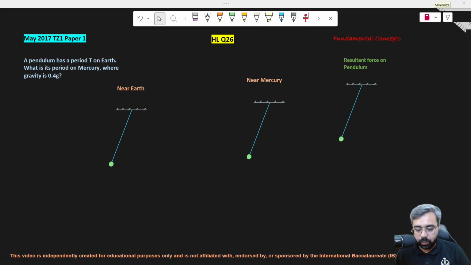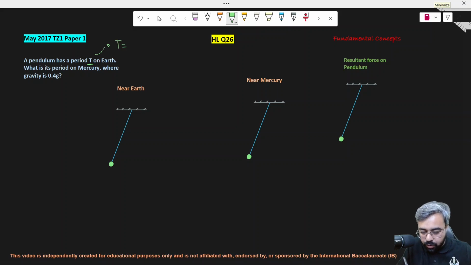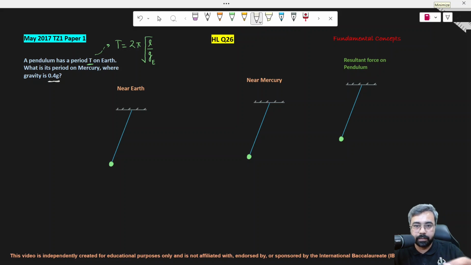So in this question, we will try to find out the time period of the pendulum on Mercury if its time period on Earth is T. And T means that the time period T is equal to 2 pi square root of the length of the pendulum divided by the gravitational field strength, so g_E. We are provided the information that the gravitational field strength on Mercury is 0.4 g, meaning 40% of what we have on Earth, near the surface of Earth.